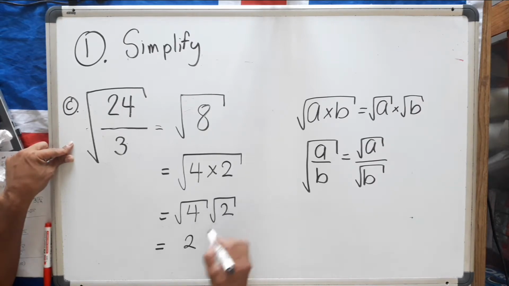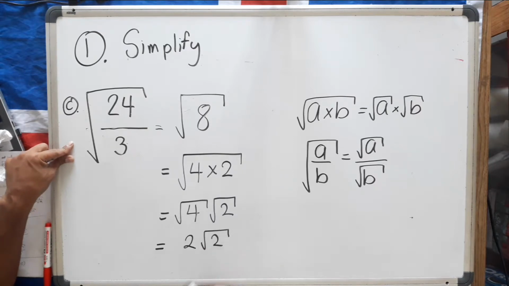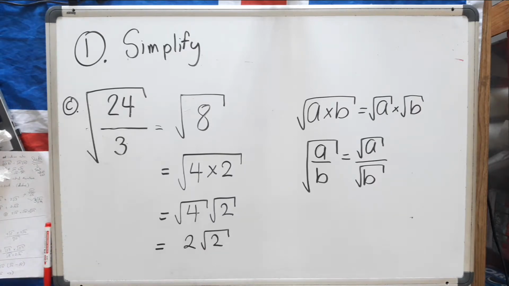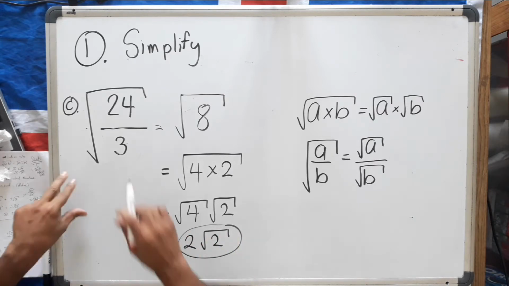The square root of 2 will not give us a good number, so leave it like that. So this is one way. Now remember the answer we have here. I'm going to try to work this a different way and see if we get the same answer. So make a note of this answer.